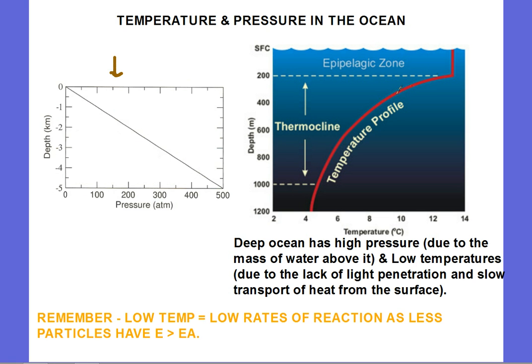The reason why the temperature drops is because you've got less light energy taking energy into the water, because it only penetrates about 150 metres, and also there's slow transport of heat in the water from the surface to the deep ocean. And one thing to remember about this temperature is that lower temperatures means particles have lower energy, and that means there's less particles with energy greater than the activation energy of any particular reaction.